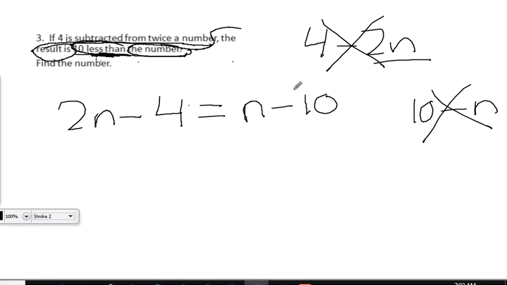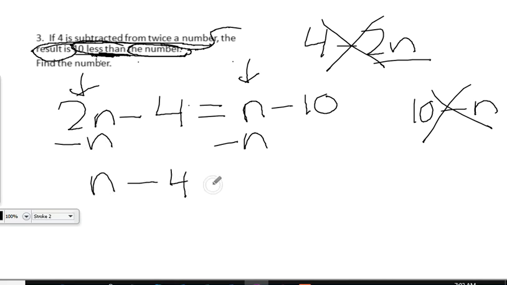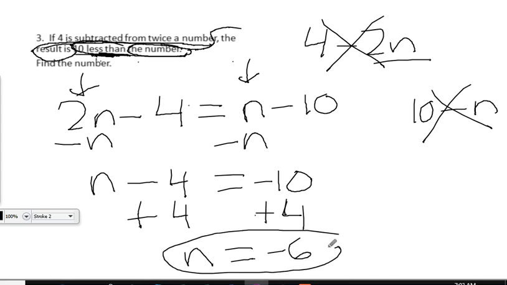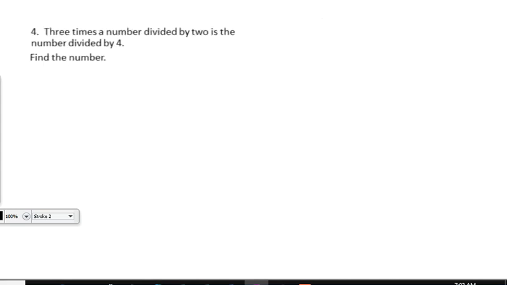Okay. Now from here, we need to get this term and this term to be on the same side. We're going to subtract n from both sides. So 1n minus 4 equals negative 10. And then our last step is to add 4 to both sides. So we get n equals negative 6. Okay, 2 more.